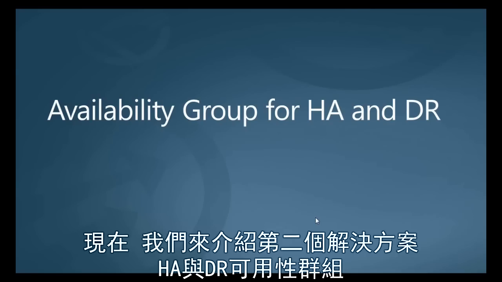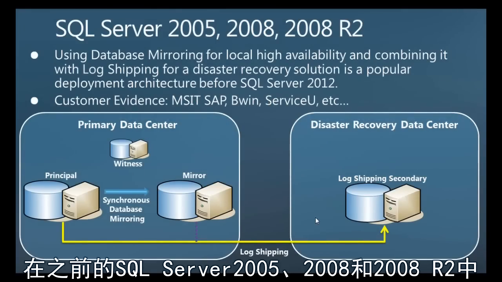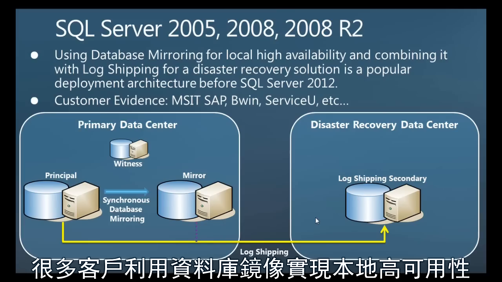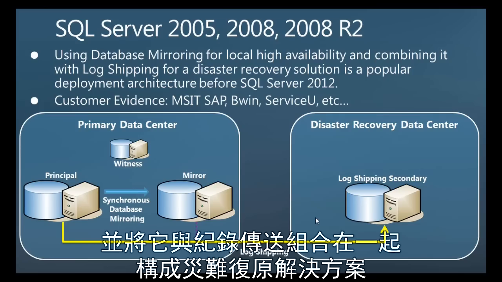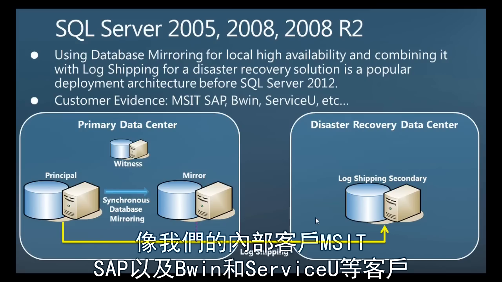Now I'm going to talk about the second solution, availability group for HA and DR. So before, in SQL Server 2005, 2008, and 2008 R2, many customers using database mirroring for local high availability and combine it with log shipping for a disaster recovery solution. We have many customers using it. Examples like our internal customer MSIT, SAP, and external customers like BWin and Servicio.